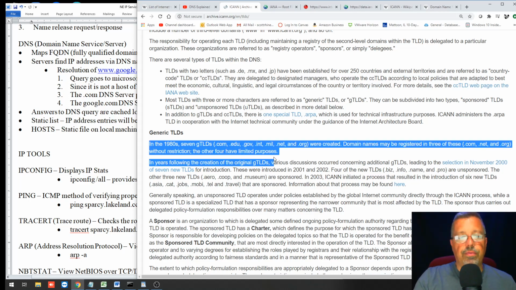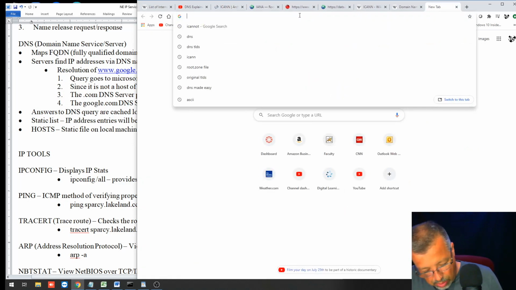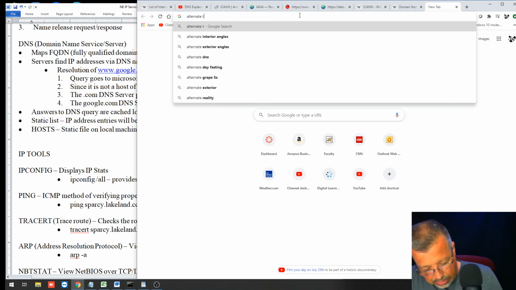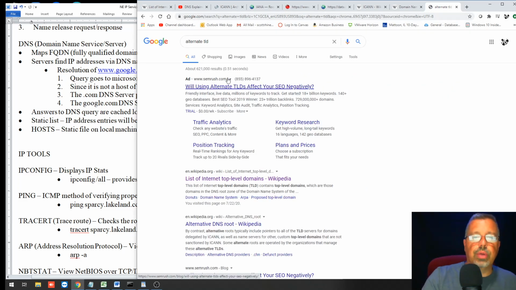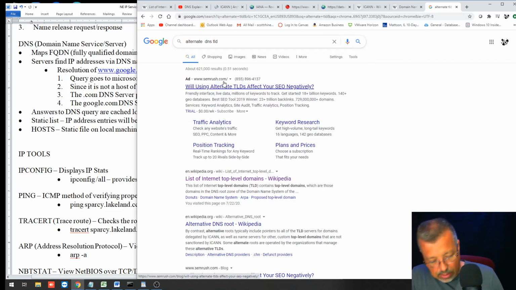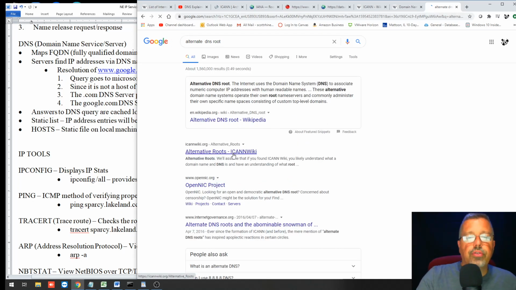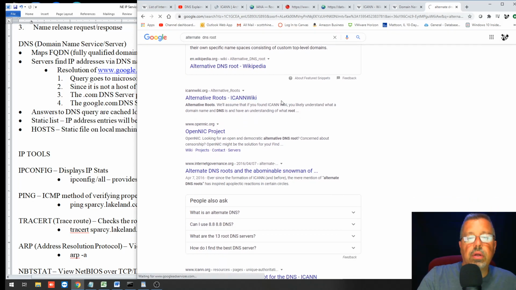So we had that for a long, long time. And then in 2000, we got .biz and .info and .name and .pro, plus .aero, .coop, and .museum. Now, there was a lot of controversy about this because if we do an alternate TLD or alternate DNS route, let's do DNS route. Okay, so these are alternate routes.